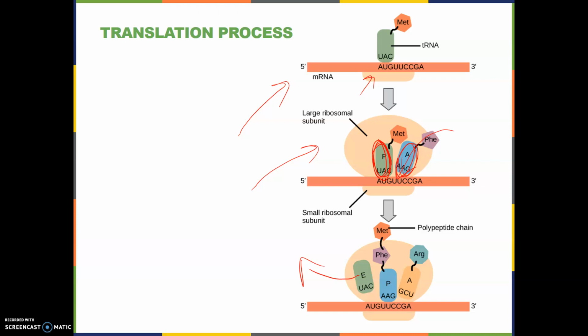So these sites here are called the A site, the P site, and the E site. The E site, I think of it as exit. The P site, I think of it as permanent. That means the amino acid has become a permanent part of the protein. See how phenylalanine is now attached to methionine, so it is a permanent part of the protein. And then I think of A as meaning the added site. This is where arginine is being added, but it hasn't become a permanent part yet. That's just my take on it.